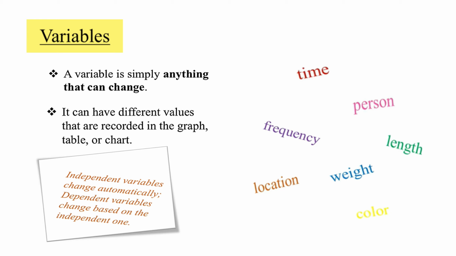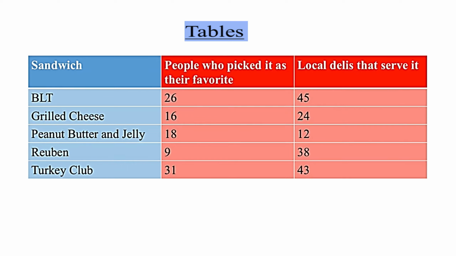Instead of talking in the abstract, we can take a look at a basic table here. So what's a table? It's just a way to organize some information. Let's have a look at this example. We have a type of sandwich, as you can see here. We have numbers of people who picked that sandwich as their favorite, and we have local delis, like local food places that serve that sandwich. So, for example, if we look at the grilled cheese sandwich, 16 people picked that sandwich as their favorite, and 24 local delis serve it. Fair enough? But only 9 people picked the Robin's sandwich as their favorite here, yet 38 local delis serve it.